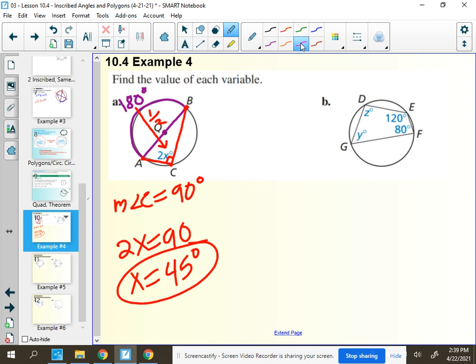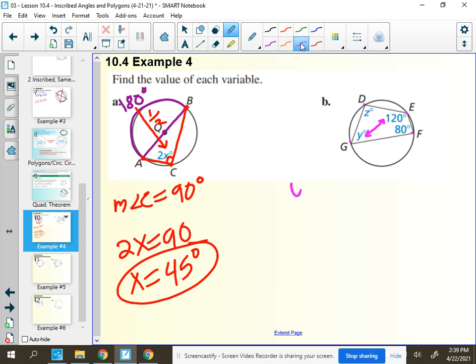Part B, hopefully, is one that we can do. This one I wouldn't expect a ton of work. It's really opposite angles. It's a quadrilateral, 1, 2, 3, 4. So we've got 4 vertices, 4 sides. It's an inscribed quadrilateral. The property that we just looked at said opposite angles are supplementary.